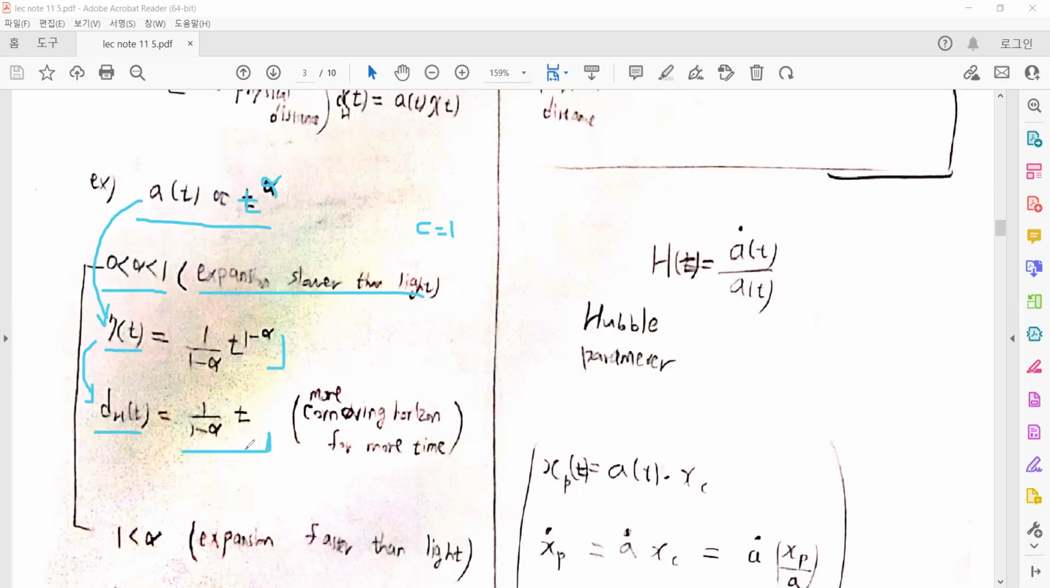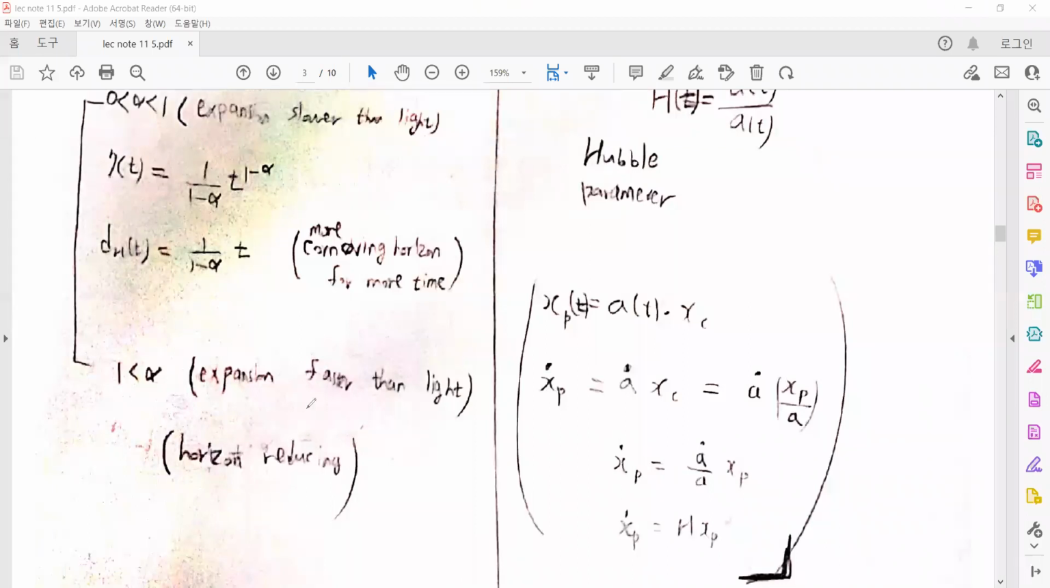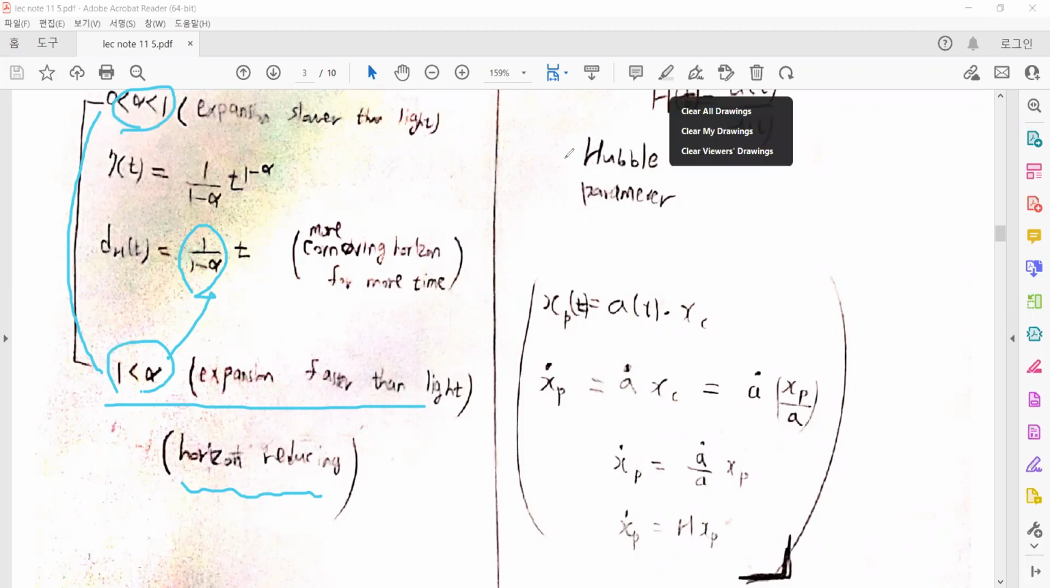Then it was given like that, and the 1 over 1 minus alpha comes from the integration formula. Because 1 over 1 minus alpha is greater than one, such as this factor, there will be a comoving horizon growing more with time. But in the case where the expansion is faster than light, which is when alpha is greater than one, the horizon is reducing because this factor is negative. So there will be different behaviors, horizon reducing and horizon increasing with time, depending on the alpha factor of the scale factor.